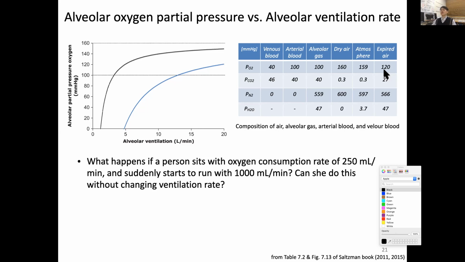So the real question is about a person who sits with a normal oxygen consumption rate, about 250 milliliters of oxygen per minute. We know that when a person suddenly stands up and starts to run, the oxygen consumption rate by the body changes dramatically. It can change about 4 times, such as 1,000 milliliters of oxygen gas per minute. Can she do this without changing ventilation rate? So that is the question over here.